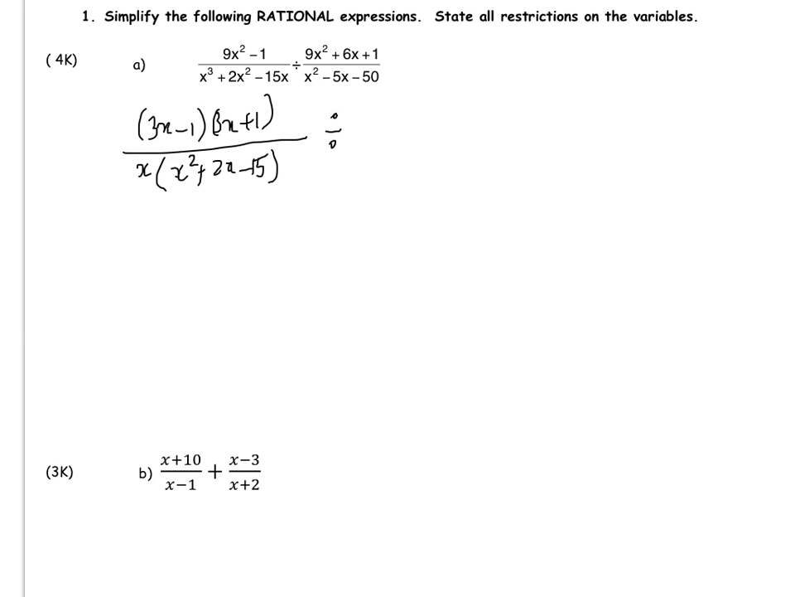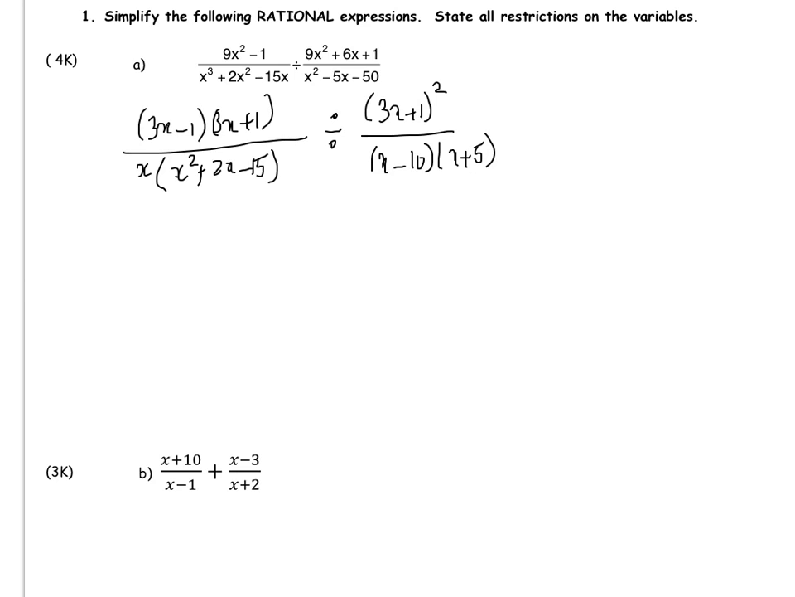I can write it as 3x plus 1 squared over, and the bottom one, the leading coefficient is 1, so I use sum and product to find two numbers with a product negative 50 that add up to negative 5. The answer is negative 10 and plus 5.